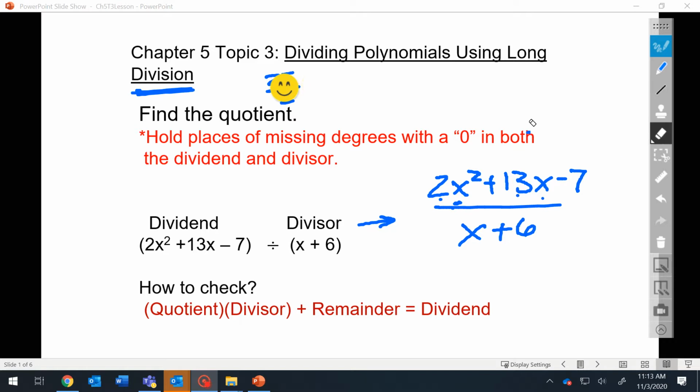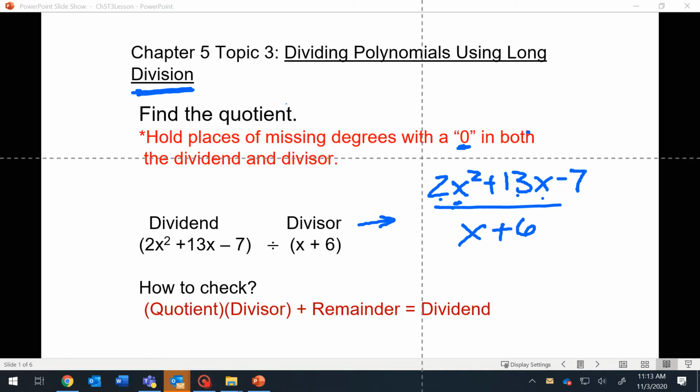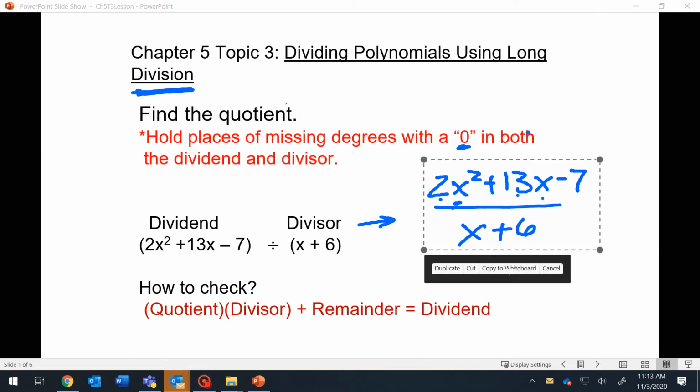So if we look at the problem here, we have 2x squared plus 13x minus 7 divided by x plus 6. So how do we do this using long division? One thing to keep in mind as well is that if there are missing degrees, you have to put a coefficient of 0 in front of them. Like if this had said 2x squared minus 7, you'd have to put a 0 in front of the x so that the x is actually there. We should see that in a problem later.